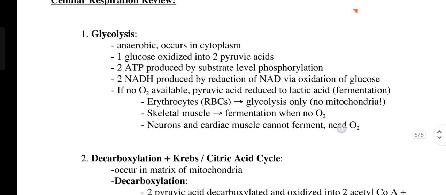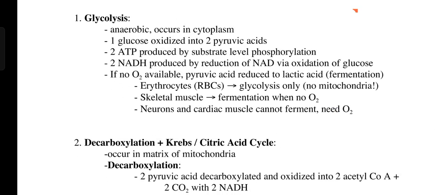Cellular respiration review. Number 1, glycolysis. Anaerobic, occurs in the cytoplasm. 1 glucose is oxidized into 2 pyruvic acids. 2 ATP are produced by substrate level phosphorylation. 2 NADH are produced by reduction of NAD through oxidation of glucose. If no O2 is available, pyruvic acid is reduced through lactic acid fermentation.